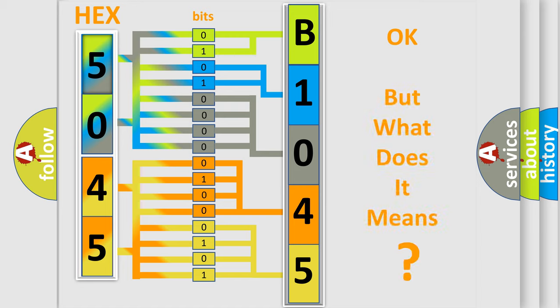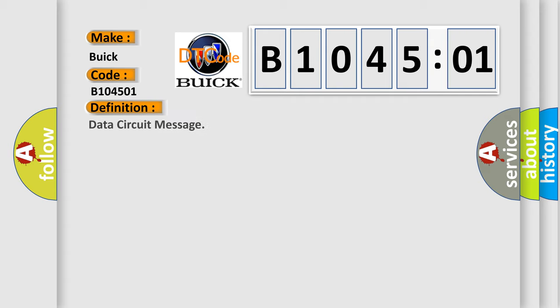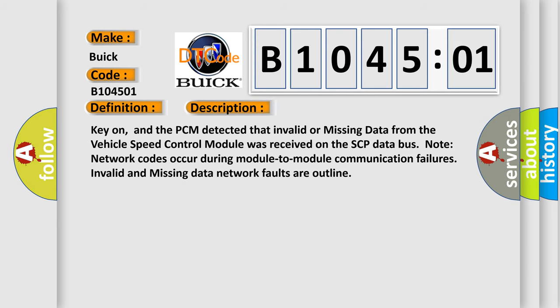The number itself does not make sense to us if we cannot assign information to what it actually expresses. So, what does the Diagnostic Trouble Code B1045-01 interpret specifically for Buick? The basic definition is data circuit message. And now this is a short description of this DTC code. Key on, and the PCM detected that invalid or missing data from the vehicle speed control module was received on the SCP data bus.